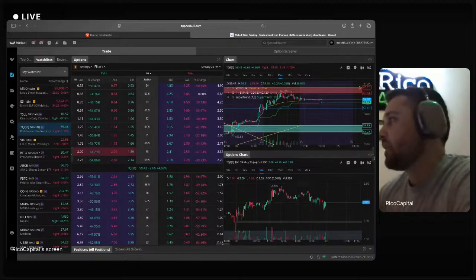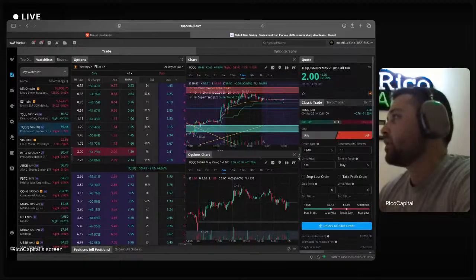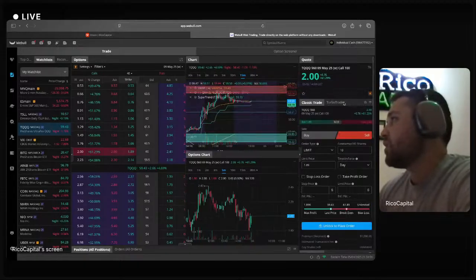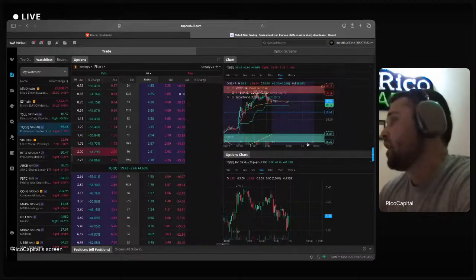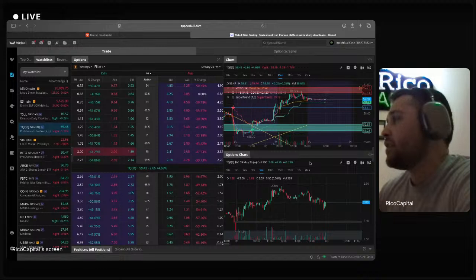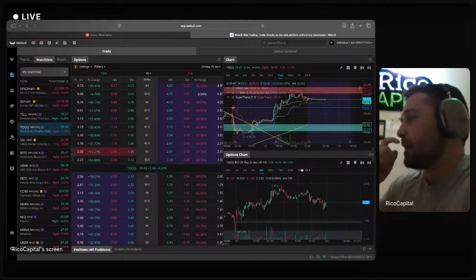I'm watching the tape. I'm watching, let's see if I can open it up here. I'm watching the price ladder. This is the turbo. I'm watching the price ladder, and I'm trying to see where the orders are kind of magneting on the price ladder.